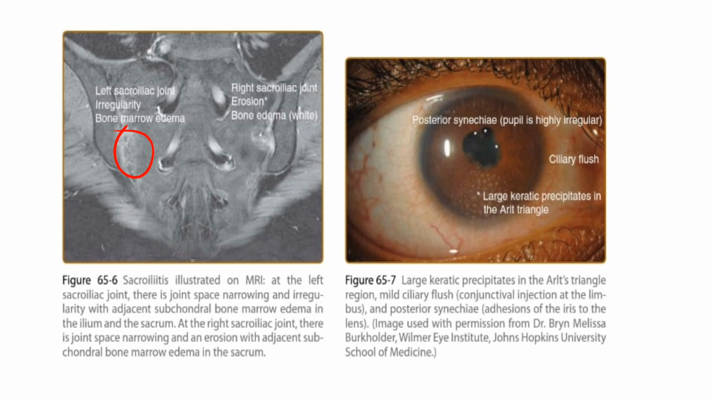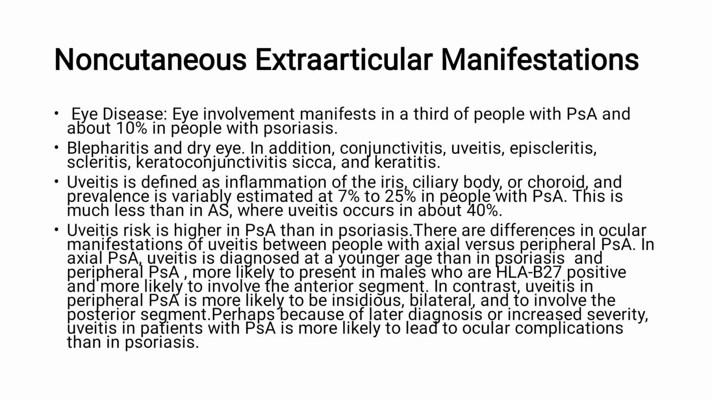These are the eye manifestations in psoriatic arthritis. It is a posterior synechiae and ciliary flush and large keratotic precipitates in the Arlt's triangle. Non-cutaneous extraarticular manifestations. Eye disease, eye involvement manifests in a third of the people with psoriatic arthritis and about 10% of the people with psoriasis. Blepharitis and dry eye. In addition, conjunctivitis, uveitis, episcleritis, scleritis, keratoconjunctivitis sicca, and keratitis are seen.